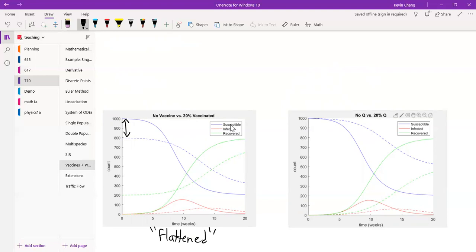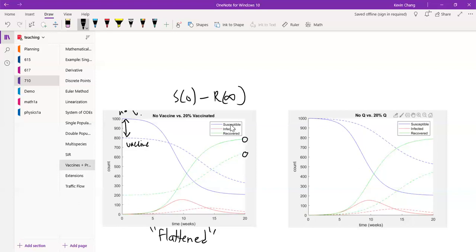And you can see here that the final S0 minus R infinity, this number is a lot better for the dotted line case, where we have vaccinated people. Dotted line is vaccine, and solid line is no vaccine. So the vaccinated R infinity is right here. The non-vaccinated R infinity is right here.